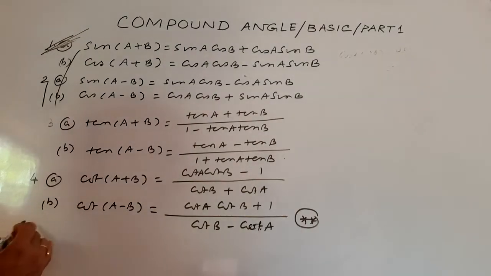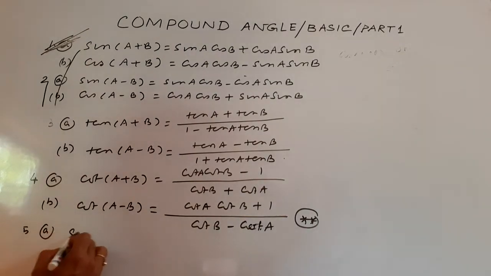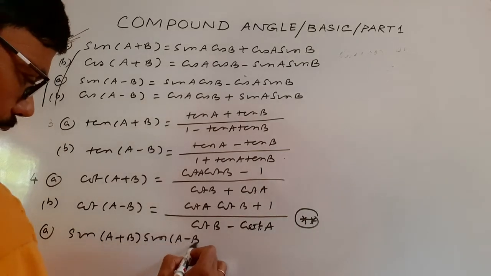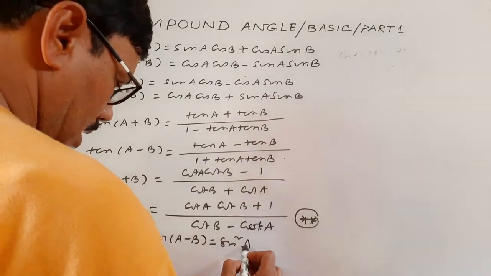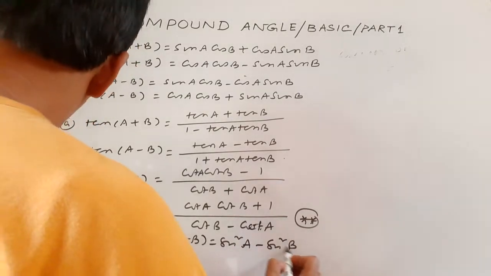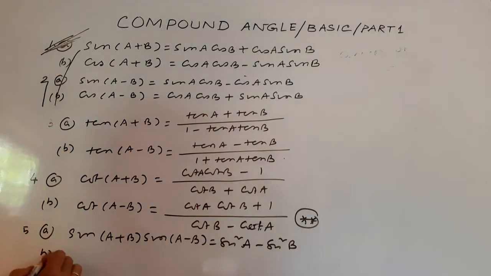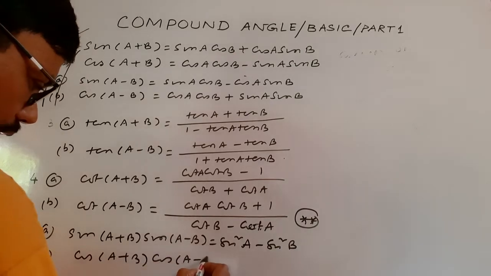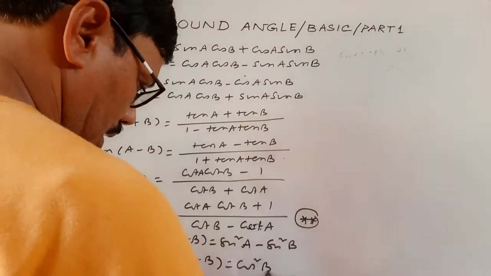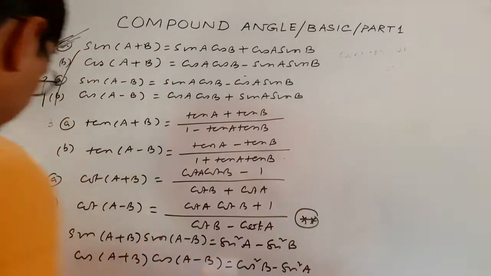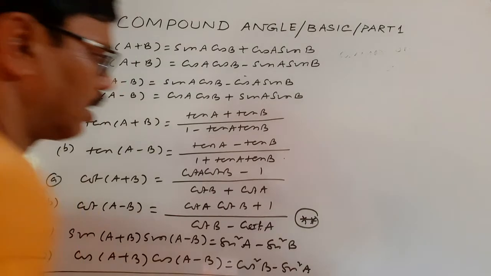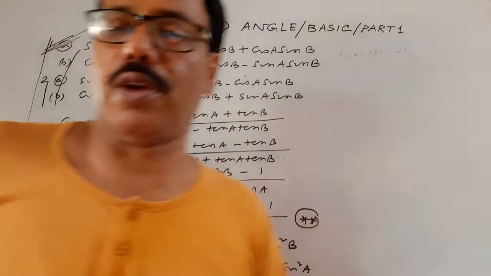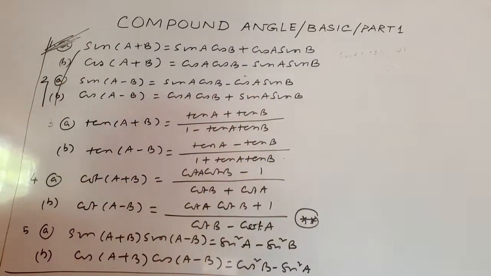And finally, 5a: sin(A+B) into sin(A−B) equals sin square A minus sin square B. And cos(A+B) into cos(A−B) equals cos square B minus sin square A. So these are our results of this chapter. You have to remember these results.